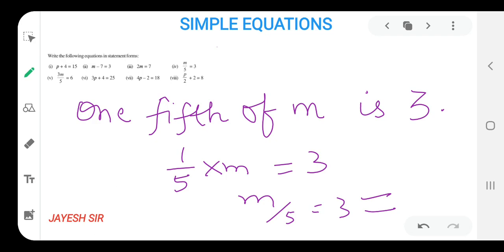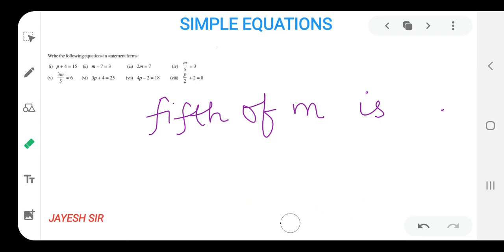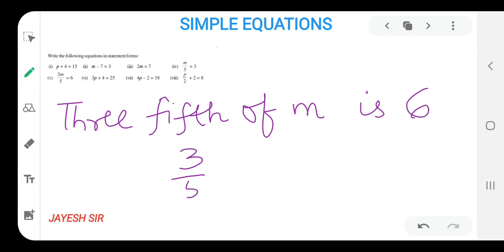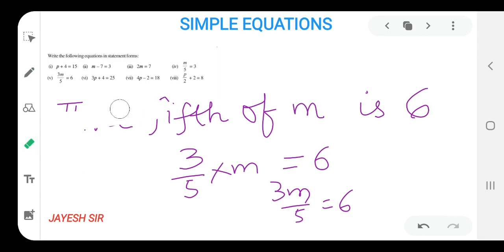So let us begin with the next sum, friends. It is a similar type as we have done right now. So I am erasing a little bit so that we can solve it properly and easily. We use 3/5, because 3 is given over here. So I am writing 3/5 of m is 6. 3/5, that means 3 by 5 of m is 6. That means 3m by 5 equals 6. That means the statement we have written is correct. I hope you all might be getting it. 3/5 of m is 6. Yes, so let us begin with the next sum.